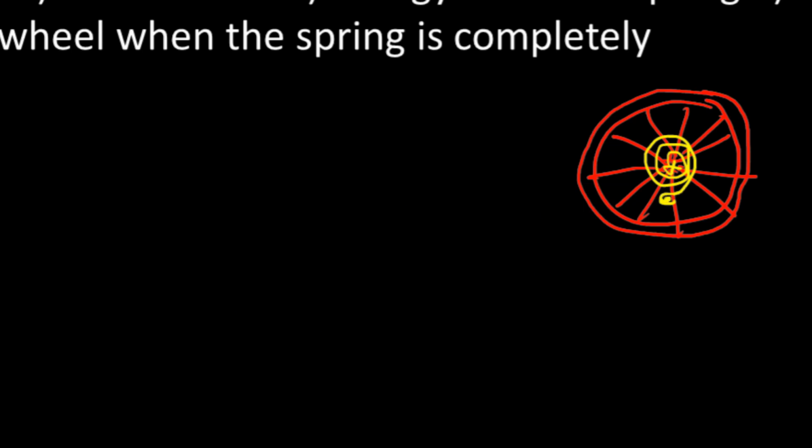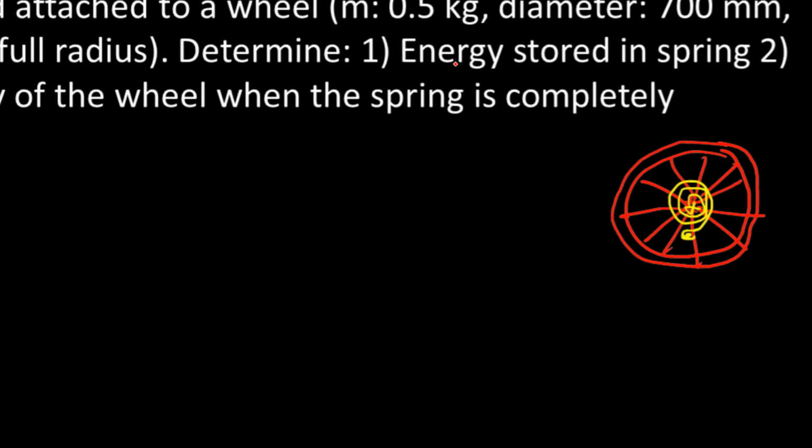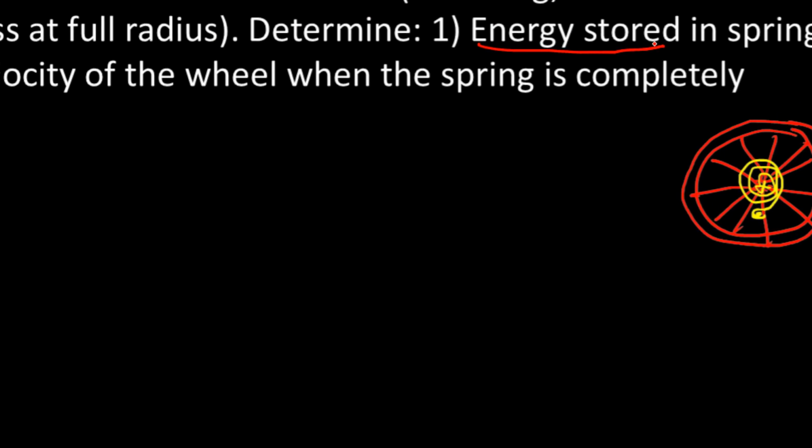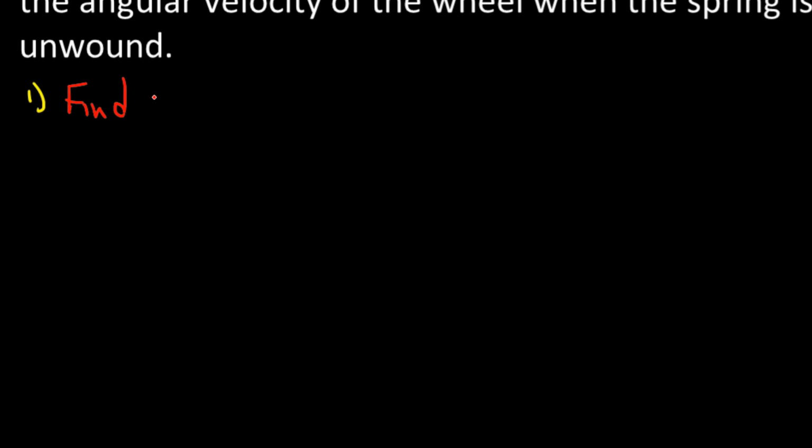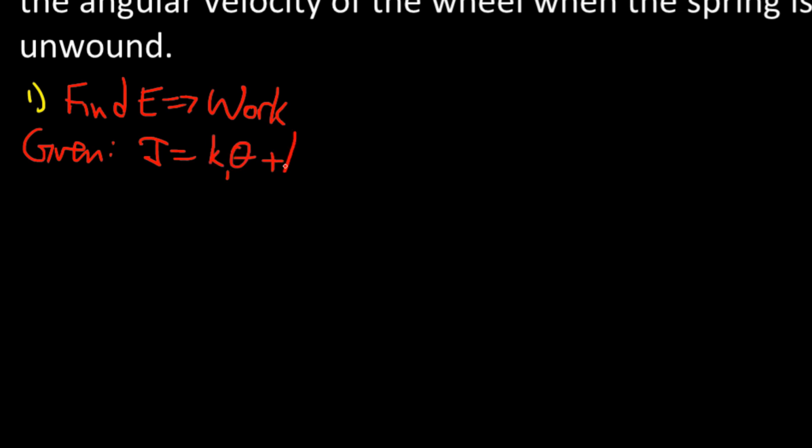All right, so first one, what are we trying to find? We're trying to find the energy stored in the spring. Well, it looks like these systems are conservative forces, so the energy stored comes from our work. We could just say, what's the work on the spring? Given a couple of things, we have torque equal to K1 theta plus K2 theta squared. Theta is going to be equal to 2 turns, so we'll multiply that by 2 pi to get our radians. I think that's all we're going to need.